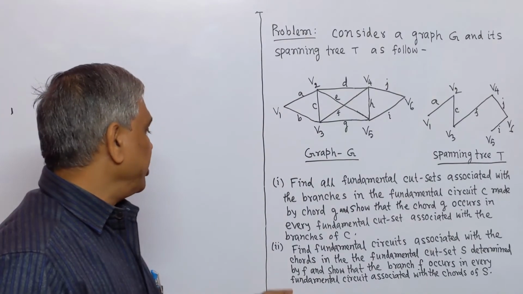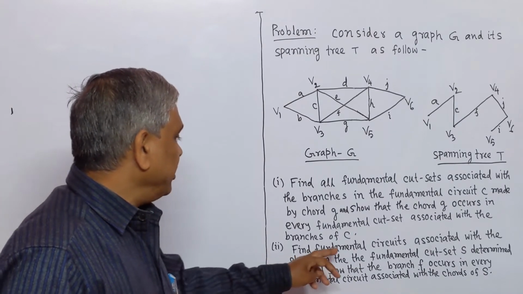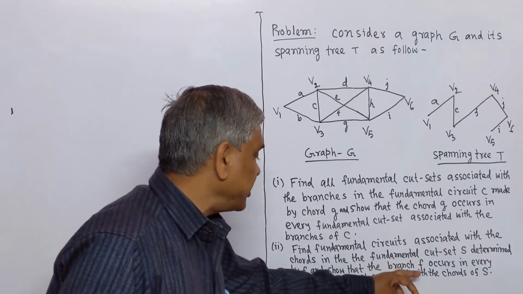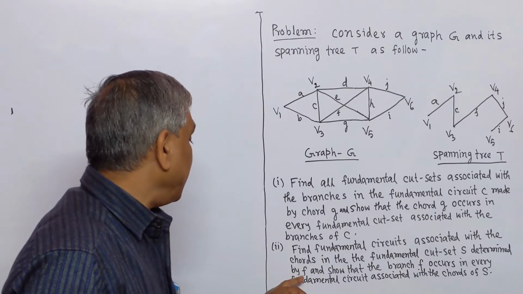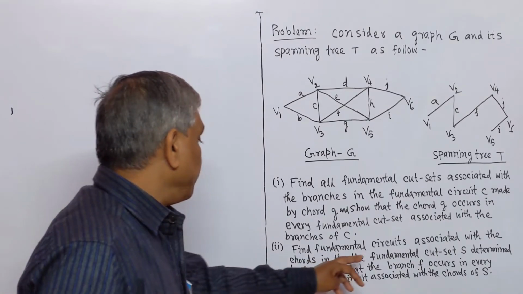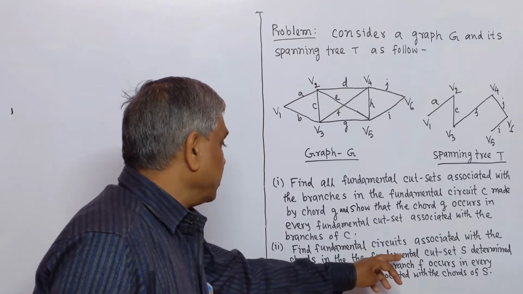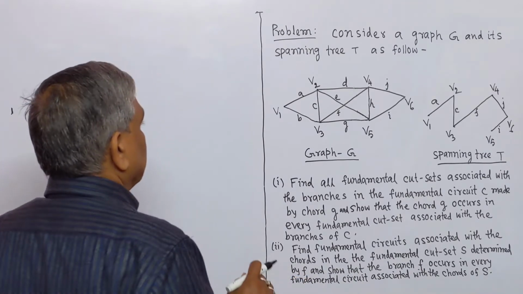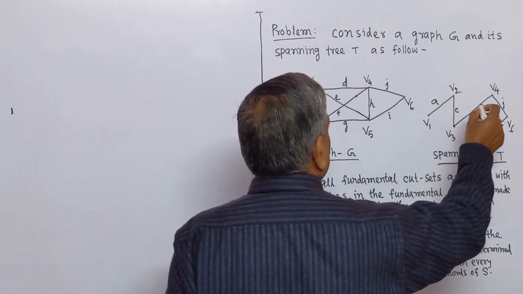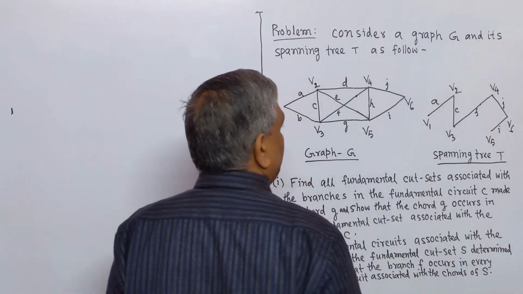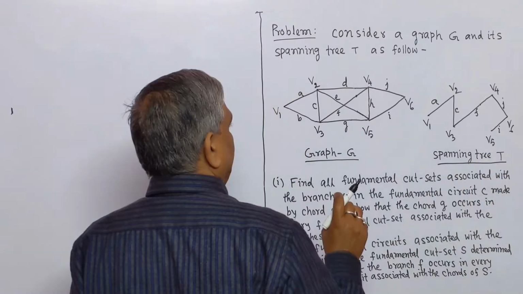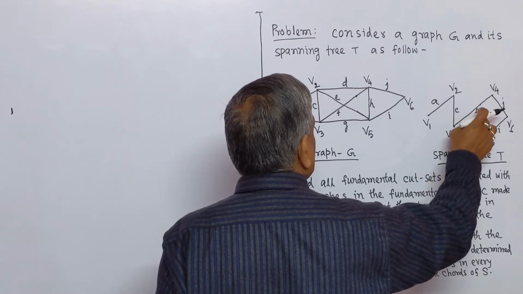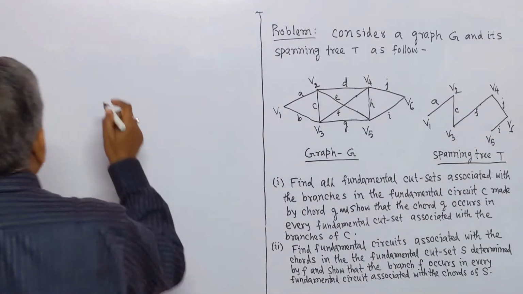Now we solve problem number 2. Find fundamental circuits associated with the chords in the fundamental cut set S determined by F. So firstly we have to find the fundamental cut set S determined by F. Here F be the branch of the spanning tree T, and we have to find the fundamental cut set determined by this branch F. Number 2.